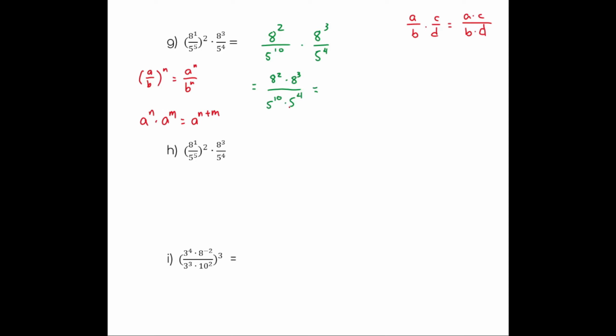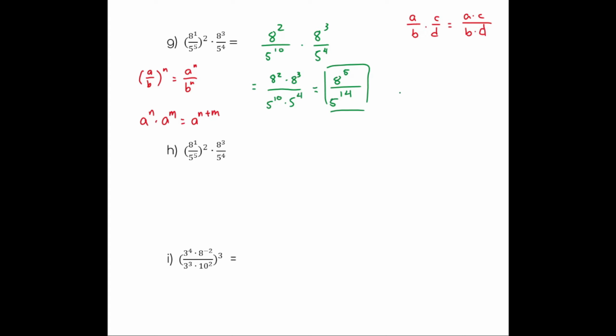Same base here, same base here. We're just going to add their exponents together. We get 8 to the 2 plus 3 is 5, 5 to the 10 plus 4 is 14. And that's the answer for G.